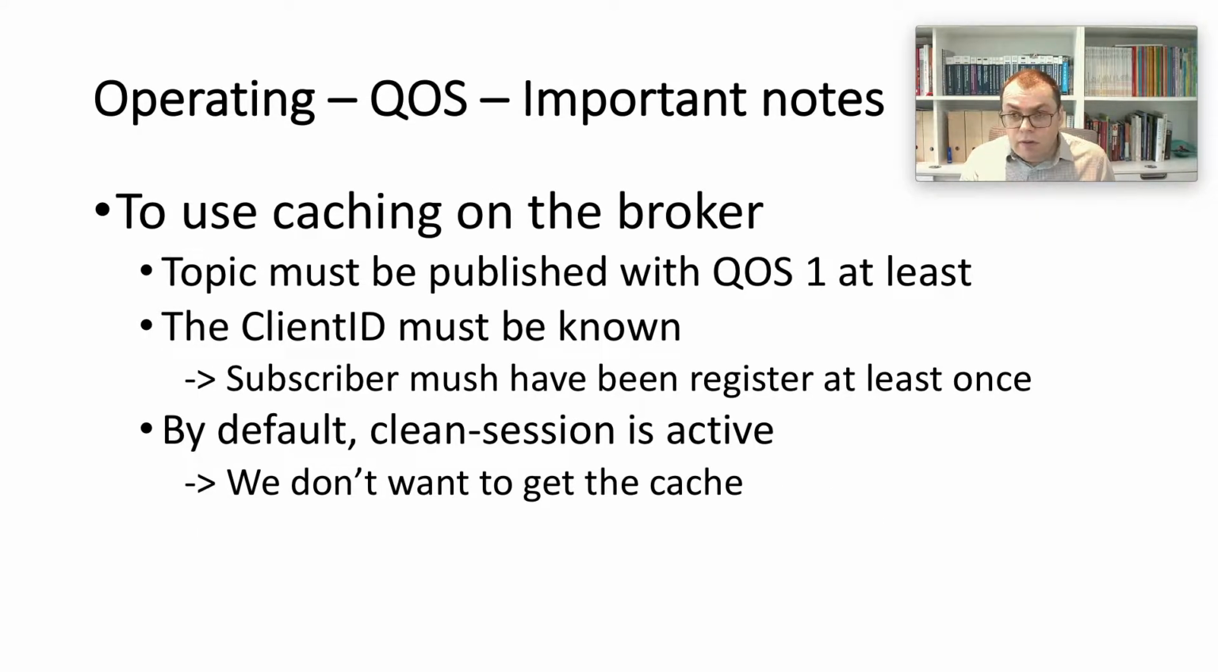Keep in mind, this is really important to use the QoS. The topics must be published with QoS1 at least. The client ID must be known. That means to use this, the client must have registered at least once before with the broker. So the broker needs to know that specific client ID, which asks to get a copy of the cache from a specific topic. This is really important. If you don't do this, it's not going to work.